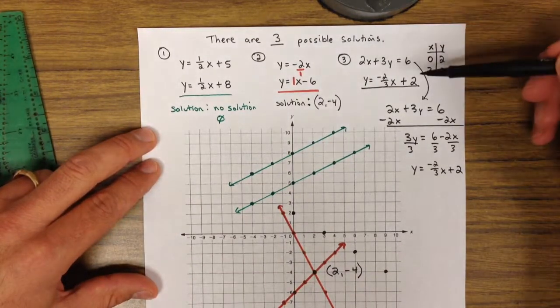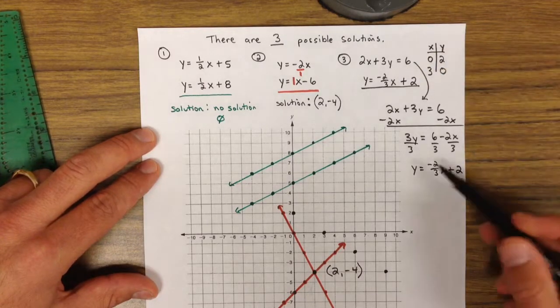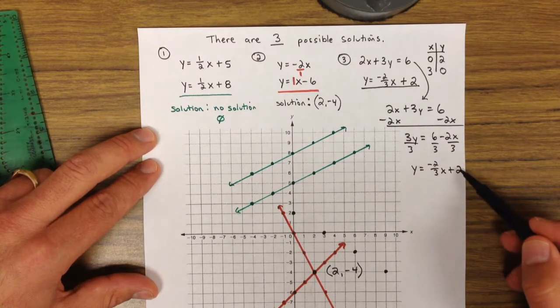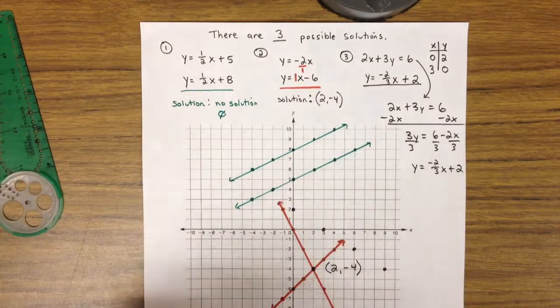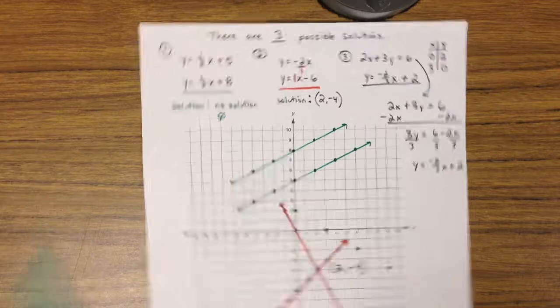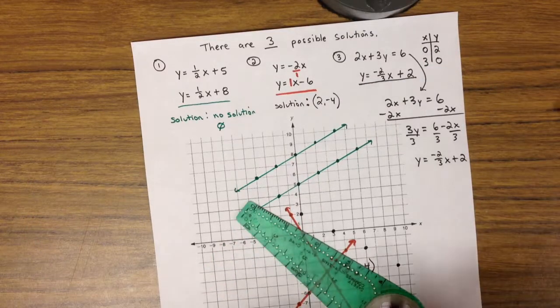So that's the case for this one. It crosses at 2, goes down 2 and over 3. Same thing here. This crosses the y-intercept at 2, and goes down 2 and over 3. So these happen to be the same line. Even though at the beginning they didn't look like they were the same, they are.